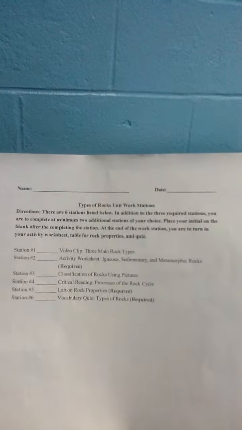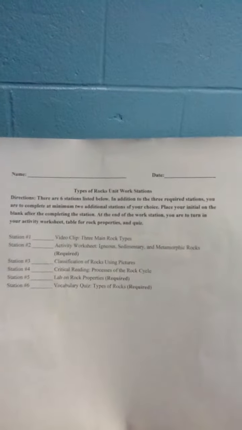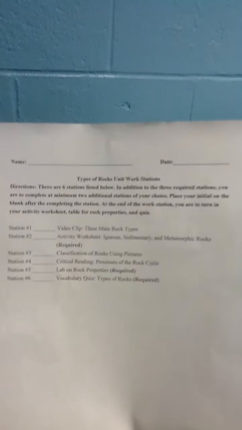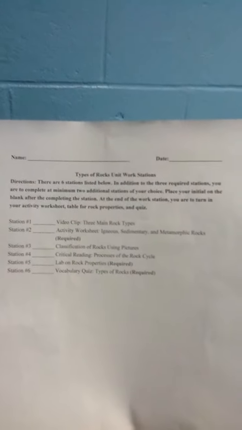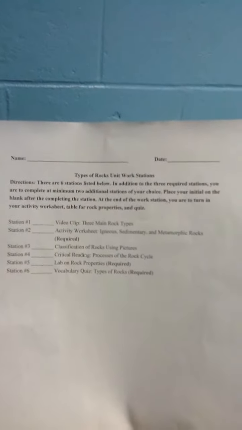Each student has been given this worksheet. The directions are that there are 6 stations listed below. In addition to the 3 required stations, the students are to complete a minimum of 2 additional stations of their choice. They are to place their initial on the blank after the completion of the station. At the end of the workstation, they are to turn in their activity worksheet, their table for the rock properties, and the quiz. The first workstation is a video clip.